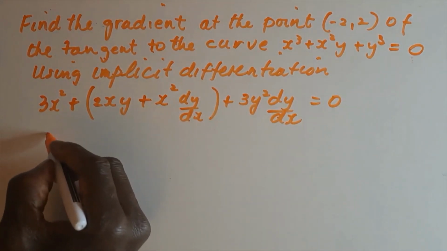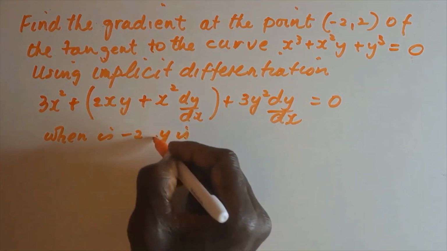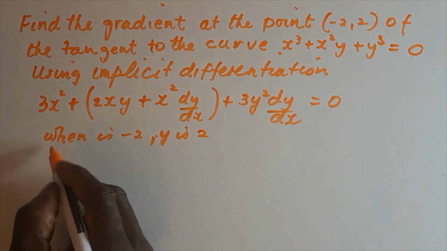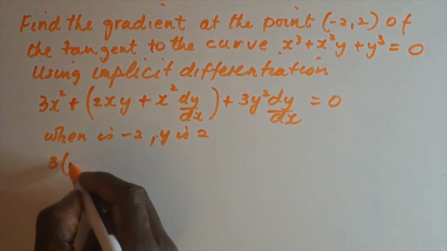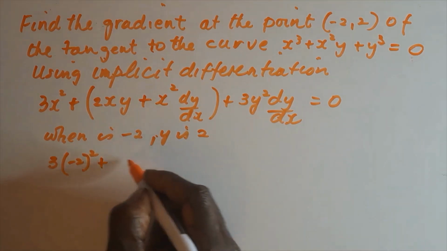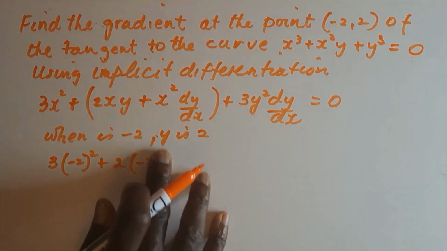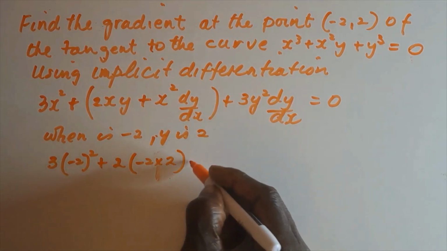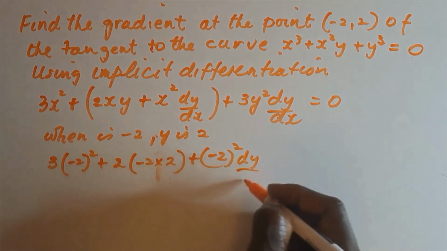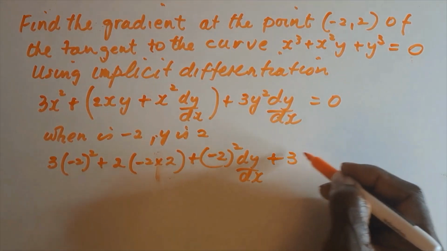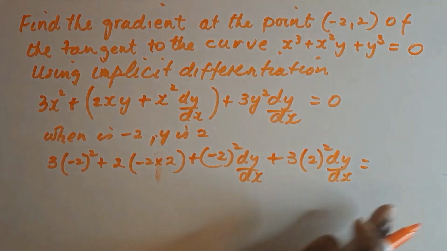Now when x is -2 and y is 2, this equation now becomes 3 times -2 squared add 2xy, add x squared, which is -2 squared, dy dx, add 3y squared dy dx equal to 0.